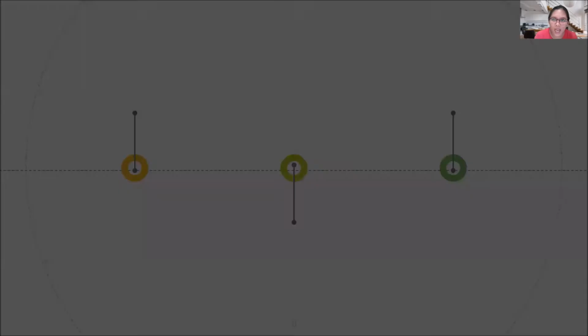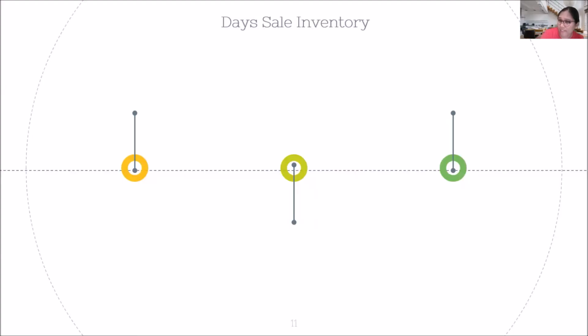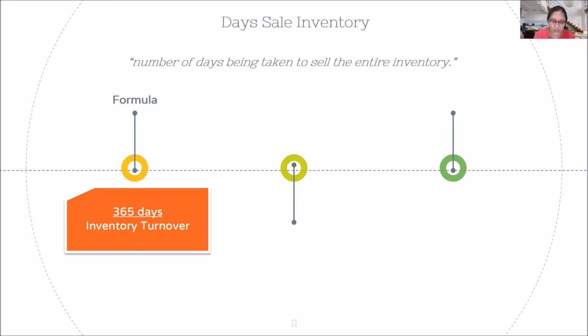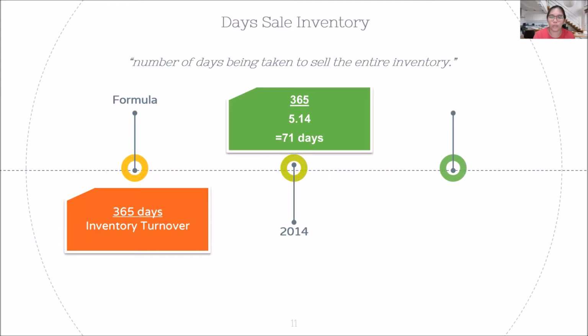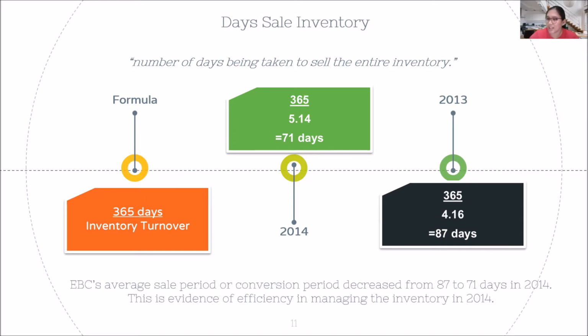Next, when we are computing the inventory turnover, we also try to compute the day sales or the average sales period. Ilang araw natin na ibibenta yung inventory natin. Number of days being taken to sell the entire inventory. For an instance, bumili tayo for 100,000. How many days are we going to sell it? So 365 days. Some are using 360 days, so it depends. Divided by our inventory turnover. So in 2014, we sell it at 71 days, while in 2013, we sell it at 87 days.